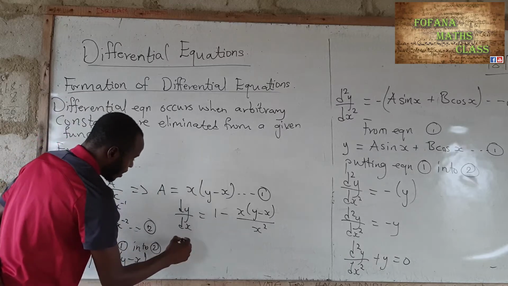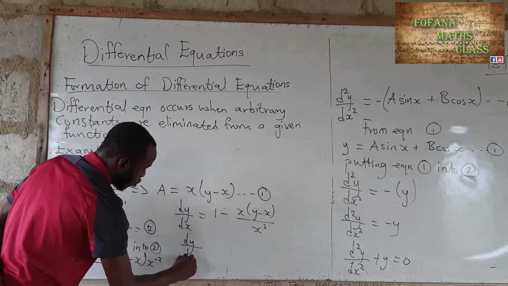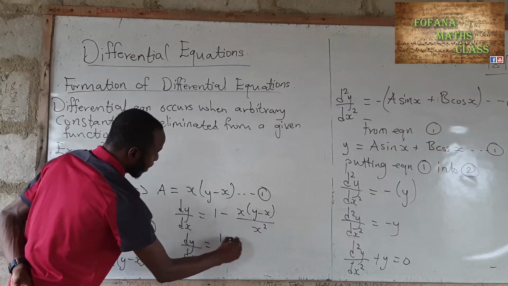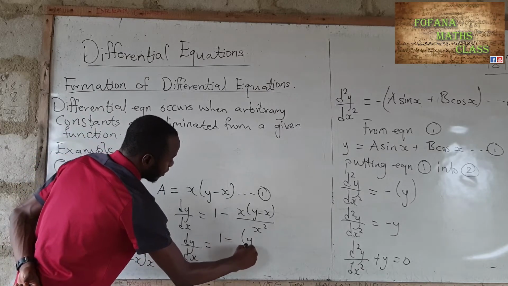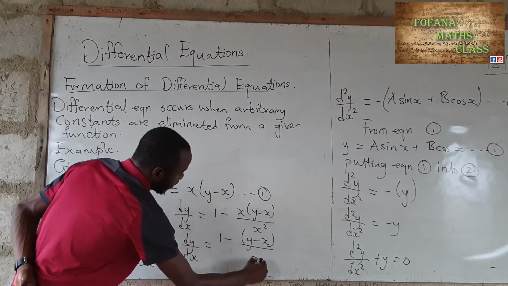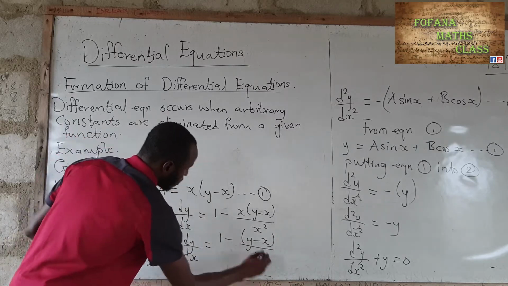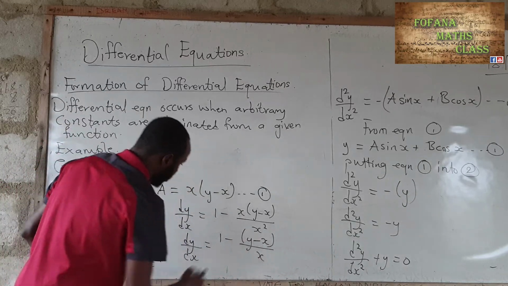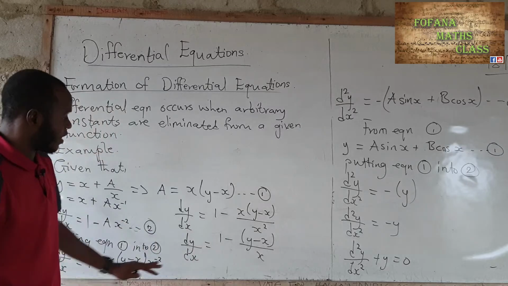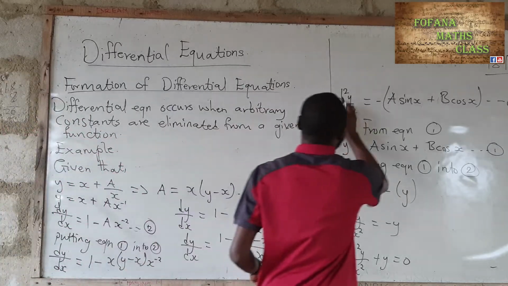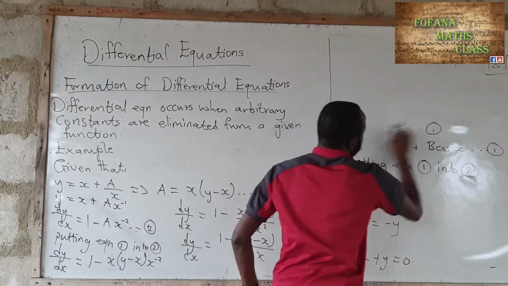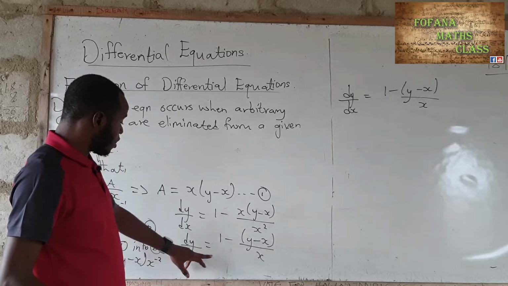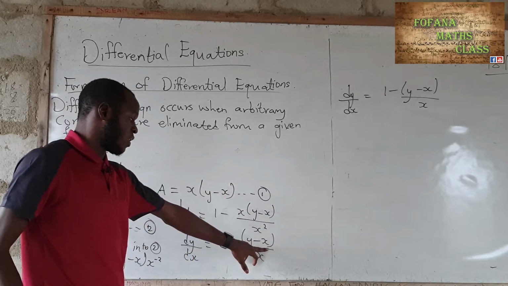Okay, now rewriting again, I will be having dy over dx equal to 1 minus, into bracket this over what? x, because one of the x, this x will cancel one of this x here, so we'll be having only one x at the denominator. So we can choose to leave our answer like this, or we can simplify the answer. So now we have dy dx equal to 1 minus y minus x over x.